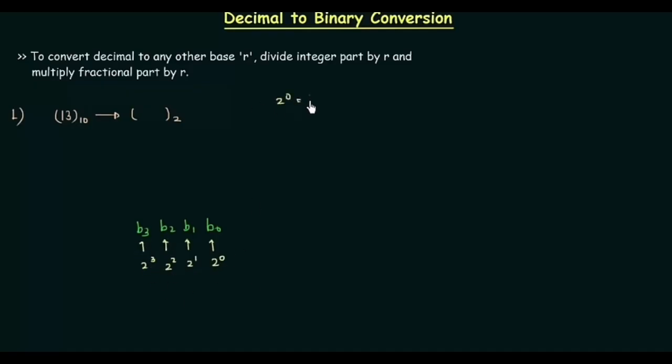Right? And 2 raised to power 0 is equal to 1. 2 raised to power 1 is equal to 2. 2 raised to power 2 is equal to 4. And 2 raised to power 3 is equal to 8. We can also have 2 raised to power 4 equal to 16, but we do not require it because the number in decimal is 13. We want to convert 13, and 16 is greater than 13. So we do not require 2 raised to power 4. And out of 1, 2, 4, 8, the number closest to 13 is 8.